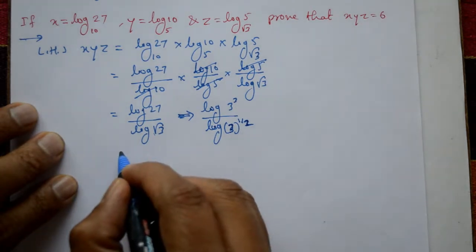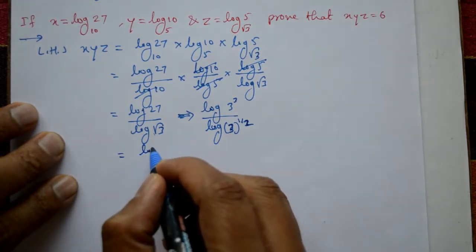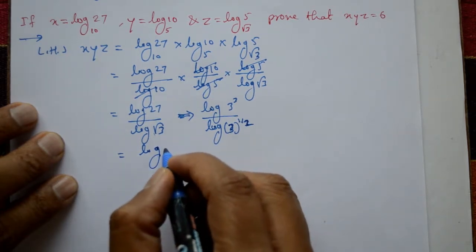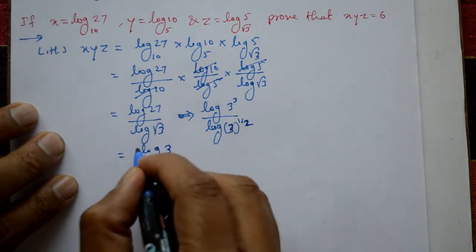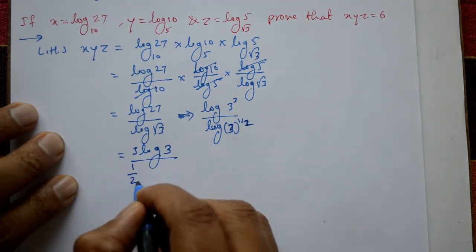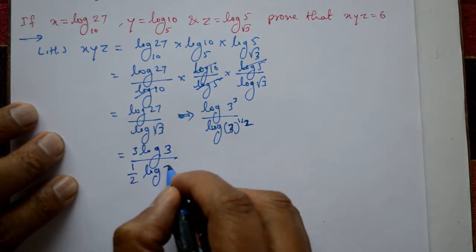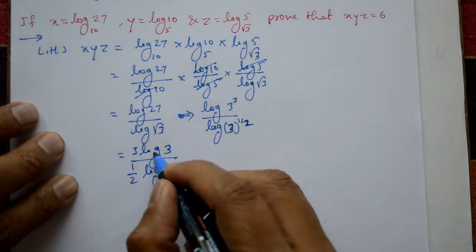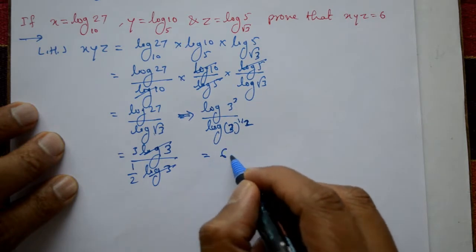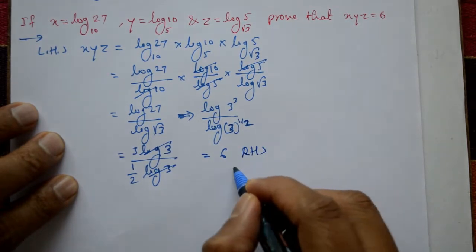Okay, now this is equal to, using the property, 3 into log 3 divided by, again, 1 by 2 into log 3, using logarithm properties. Log 3 gets cancelled, 3 upon 1 by 2 is 6. Now this is the required right hand side.